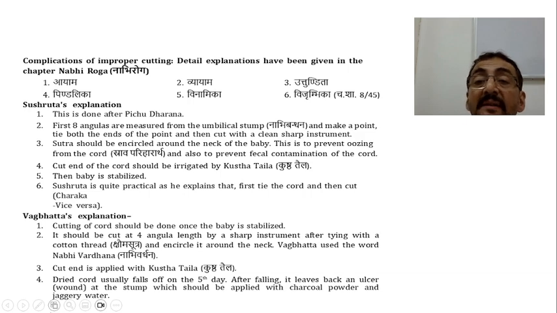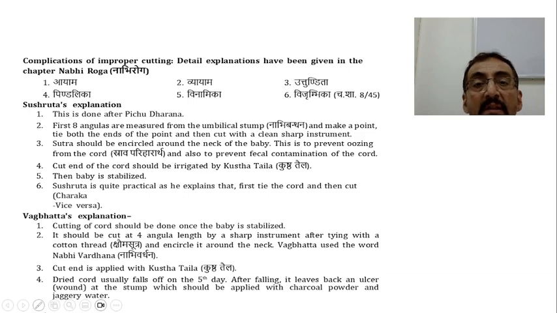A sutra should be encircled around the neck of the baby, and this is to prevent oozing of blood, or srava pariharartha, and also to prevent fecal contamination of the cord. Then Sushruta says the cut end of the cord should be irrigated with kushta tela. This is not mentioned by Charaka, but Sushruta says you have to irrigate it with kushta tela. Then the baby is stabilized. This is the method of Nabhi Nalakartana mentioned by Sushruta.